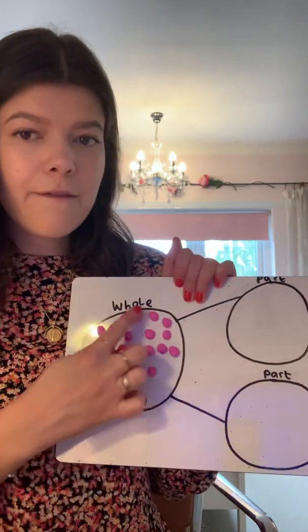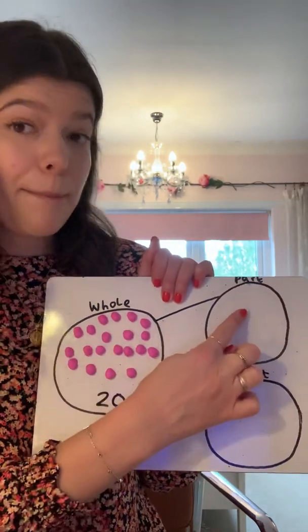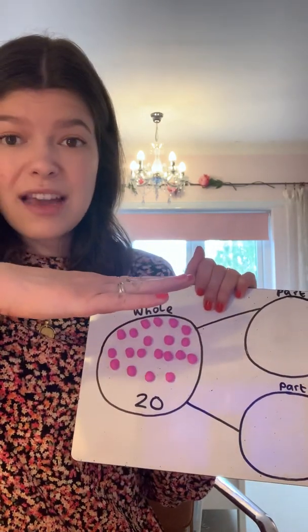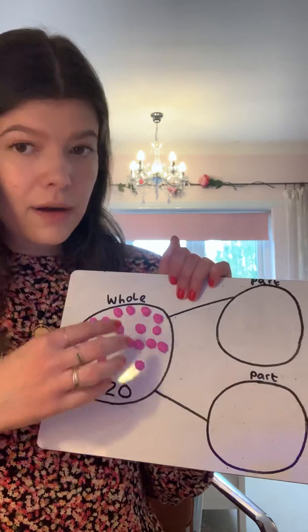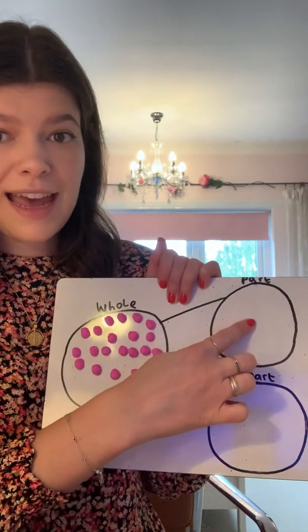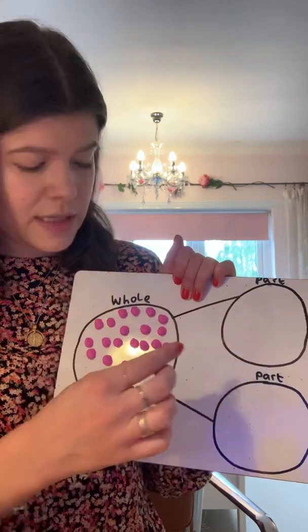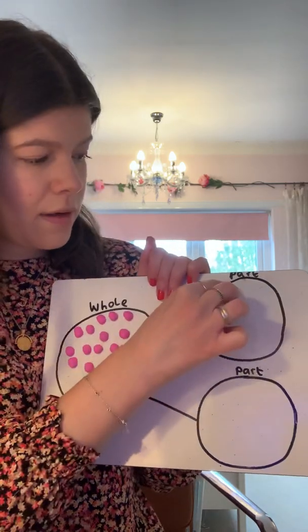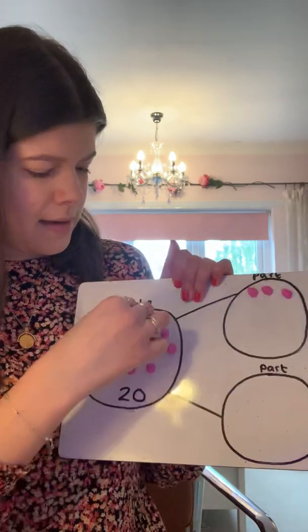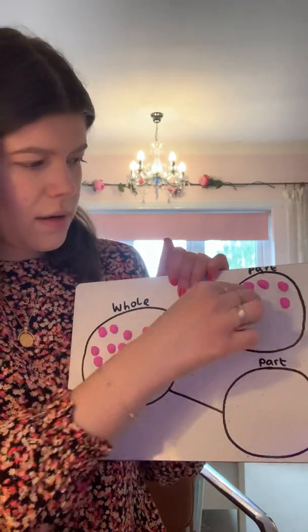So I'm going to take 5 objects and put them in my first part, okay? So I want to take away 5. Now, I don't take them off my board. I put them in this part to help me know how many I've taken away. So help me count out 5. 1, 2, 3, 4, 5.